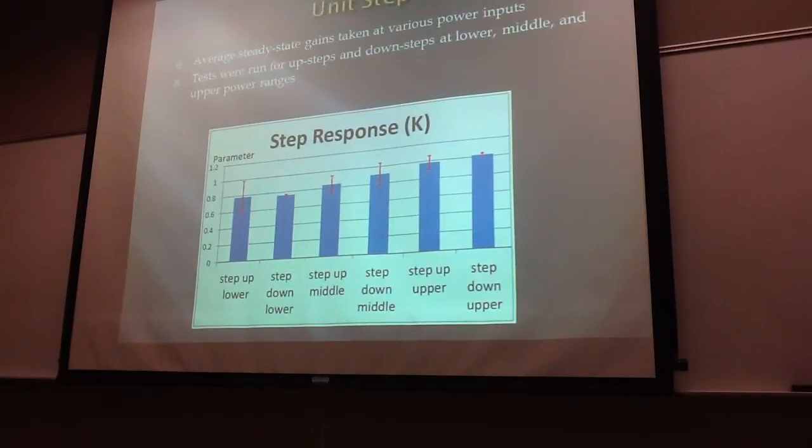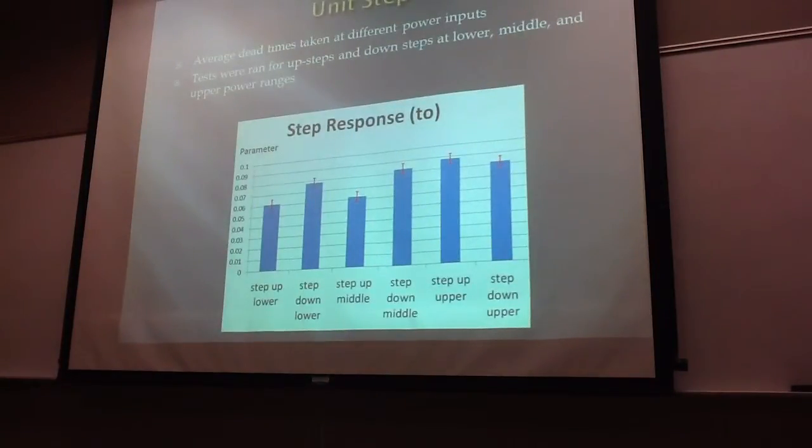From the data collected, we saw varying data based on range position. As the range increased, so did the gain. As you can see from the step down lower to the step down middle to the step down upper, it increased, and also from the step up lower, step up middle, and step up upper. Similar to our analysis, we saw the dead time of our data change based on the range defined and also the direction of data collected.